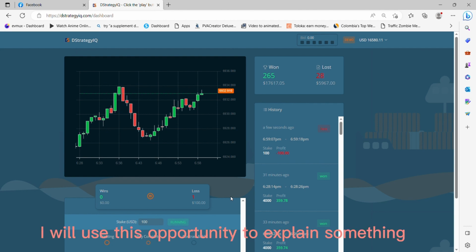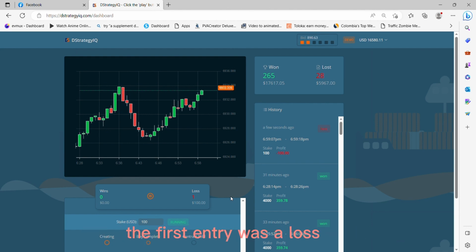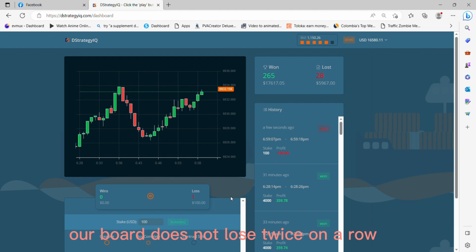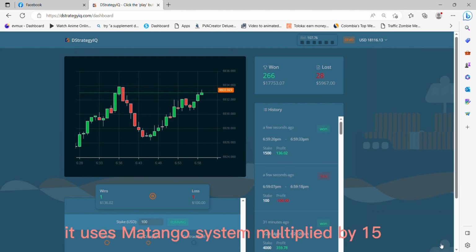Okay, thank God. I will use this opportunity to explain something. The first entry was a loss because obviously I didn't enter well. But like I said, our bot does not lose twice in a row. It uses a Martingale system multiplied by 15.